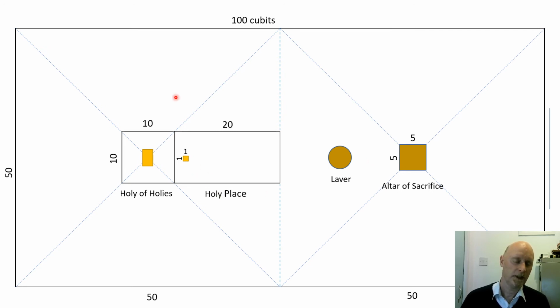Now, in the holy place, there were three things. The first thing I'm going to look at is the altar of incense. Viewed from above, that was 1 cubit by 1 cubit. Again, a perfect square. So we've got this perfect thing here, and this perfect thing here, and this perfect thing here. This is the altar of sacrifice, and this is the altar of incense.